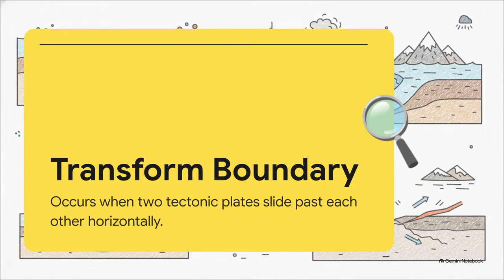Okay, so a transform fault boundary occurs when two tectonic plates slide past each other horizontally, side by side. Unlike the other boundaries we just covered, they aren't crashing into each other and they aren't pulling apart either. Because of this, at a transform boundary, crust is neither created nor destroyed. It's just a constant, relentless, grinding, scraping motion.